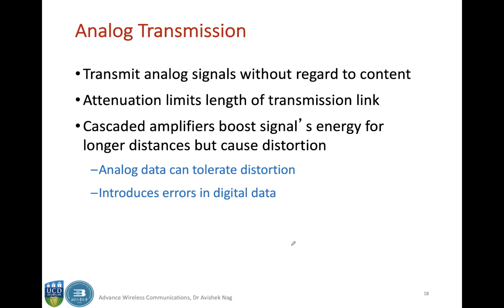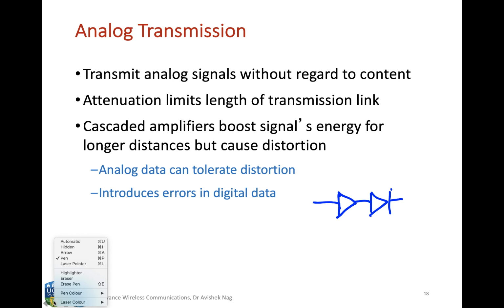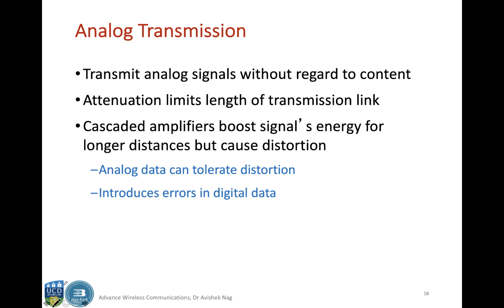So when we talk about analog transmission, basically it transmits analog signals without regard to content, and the maximum distance that your signal can propagate is limited by the attenuation. So you can transmit the signal as long as the amplitude of the signal stays within a certain threshold. If it falls below that because of attenuation, then you have to use amplifiers to boost the signal's energy. And you can have multiple amplifiers cascaded together, to boost the signal along its path.